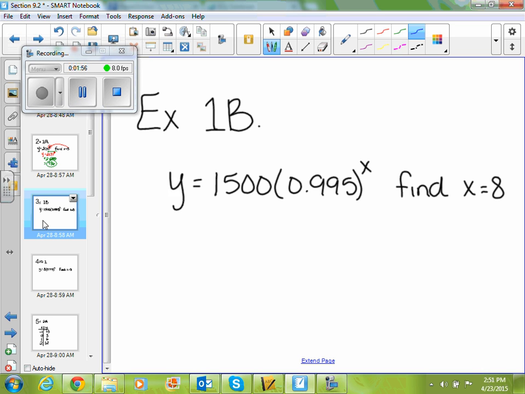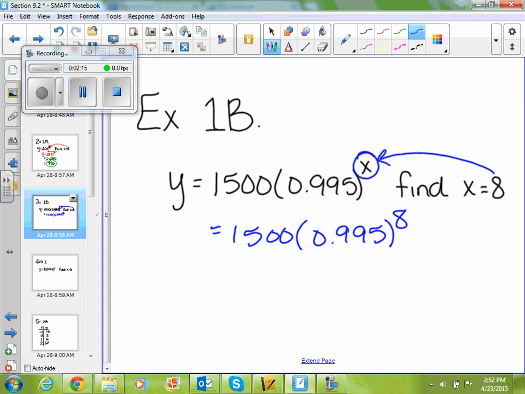Alright, so y equals 1500 times 0.995 to the x power. This x makes it exponential, so we're going to plug in 8. So 1500 times 0.995 to the 8th power. Yep, so work backwards. What's 0.995 to the 8th power?